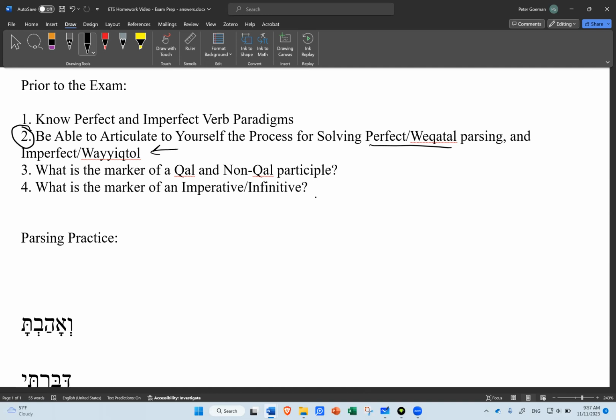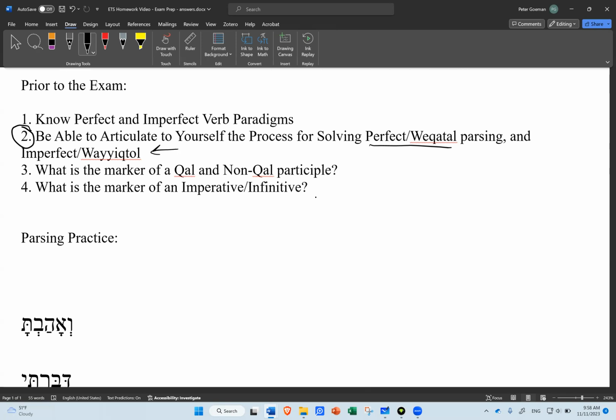Shimer, or shimar, is going to be a piel or pual, so it just sounds like what it is. That's the process for the perfect, or the vukatal. For the imperfect, or the vayiktol, it's going to follow the color system. And so the color system is going to be: yishmor, tishmor, tishmeri.